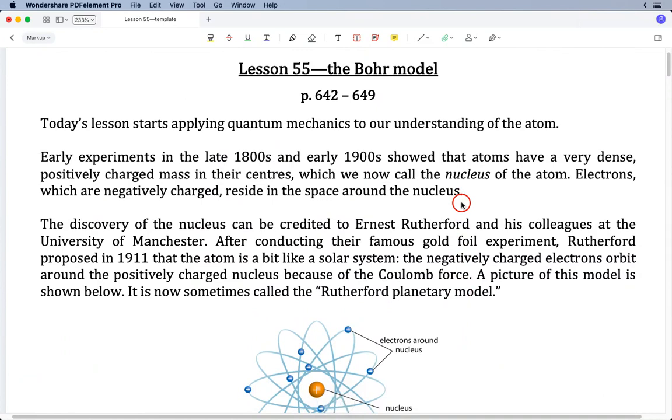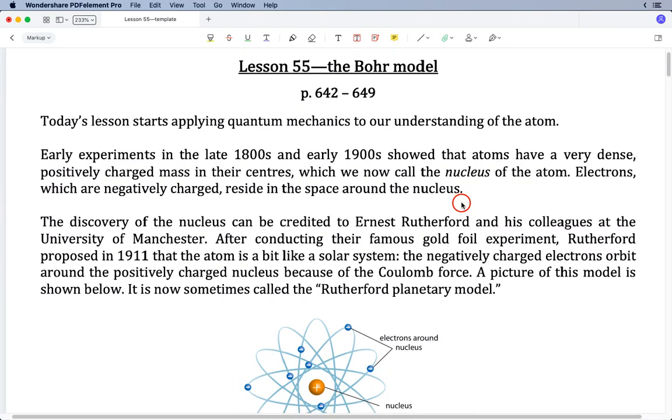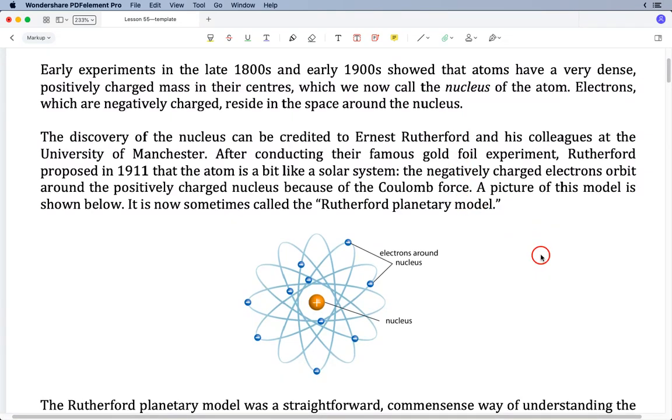All right. So yeah, let's start by looking at physicists' understanding of the atom before quantum mechanics came around. In the late 1800s and early 1900s, scientists had shown that an atom has a very dense, positively charged mass in its center, which we now call the nucleus of the atom. And electrons, which are negatively charged, reside in the space around the nucleus.